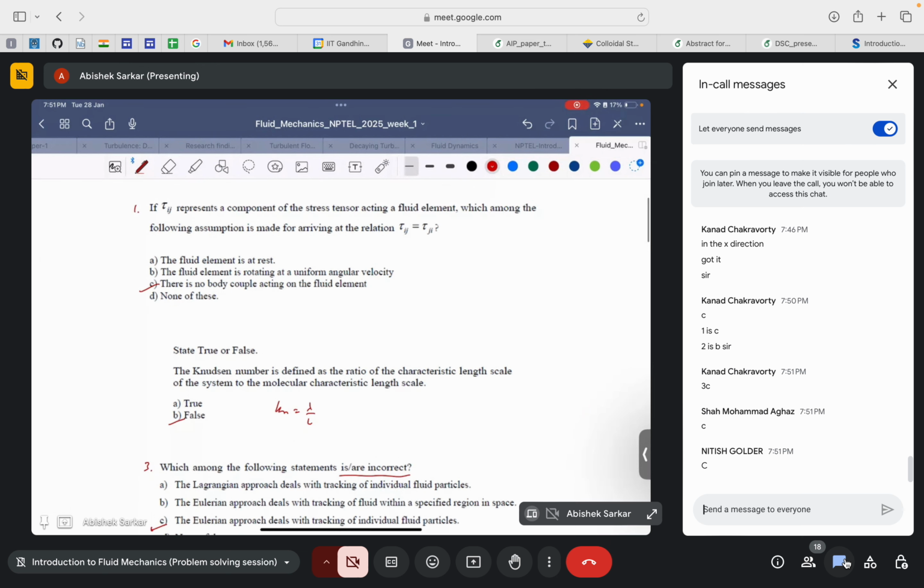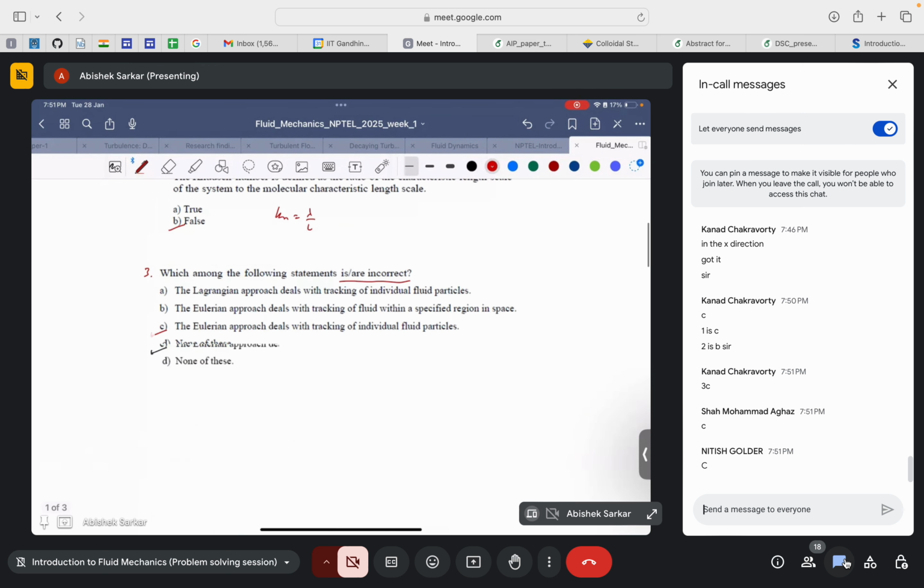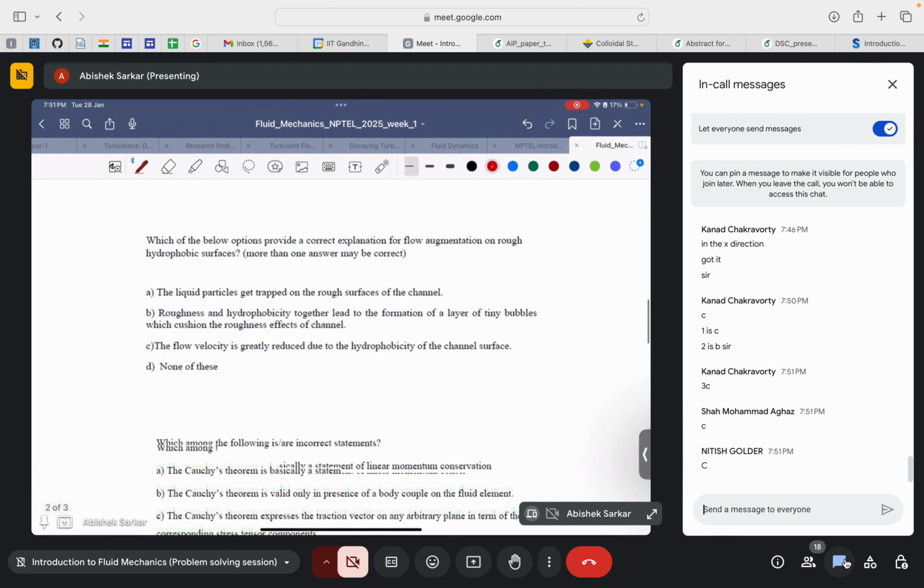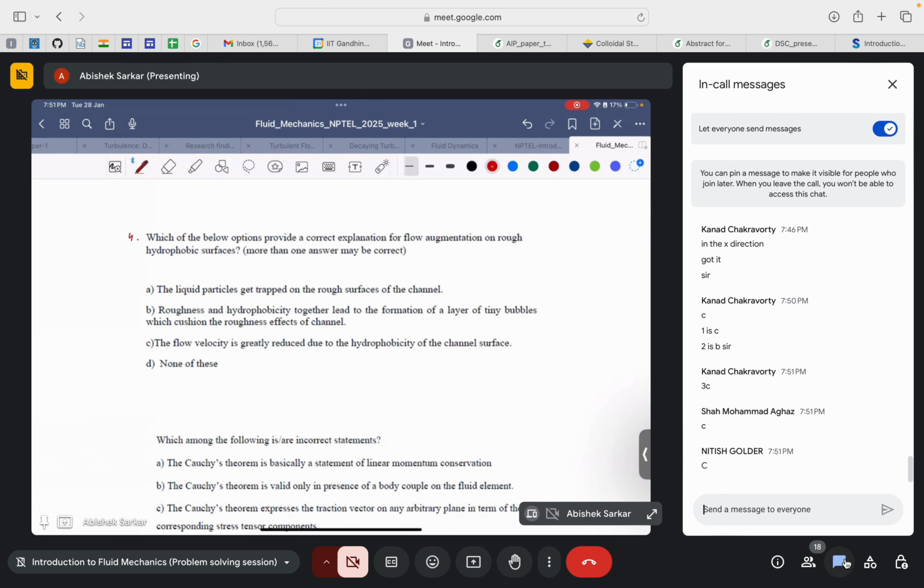Let me just number the questions. Question number 4 is again a bit more involved. Which of the below options provide a correct explanation for a flow augmentation on rough hydrophobic surface? There can be more than one correct answer. Basically it is asking why the flow can slip over rough surfaces in some scenarios.